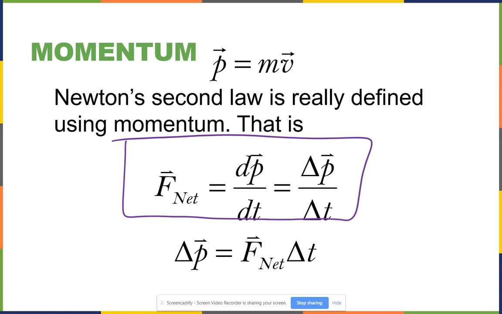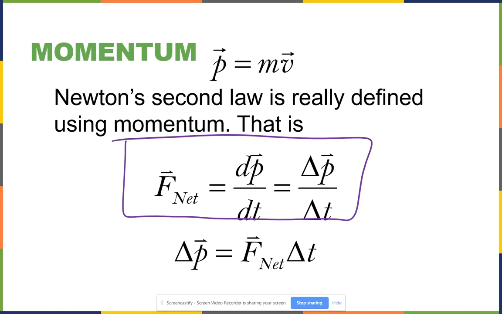Nothing acting on it. Okay, a little more general than nothing: if the net force acting on it is zero. You can have things act on, like right now, things are acting on me. Gravity's down, normal is up. If those add up to zero, then momentum will be conserved. The momentum will not change. Change in momentum will be zero. So that's one of them. If the net force is zero, change in momentum is zero.